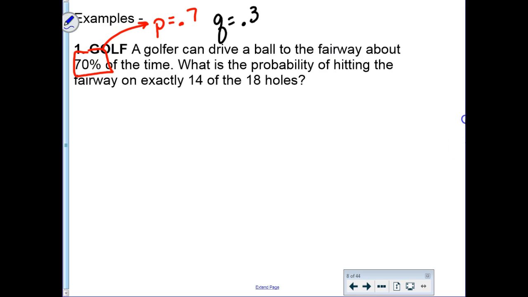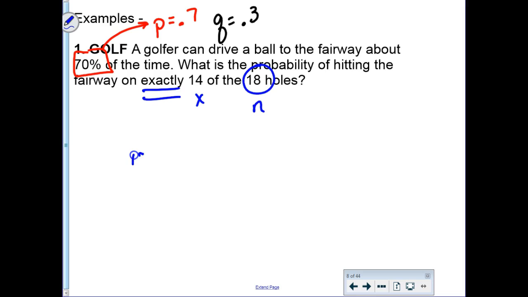So the last part of the question is the N and the X. So what is the probability that he will hit it onto the fairway exactly 14 out of 18 holes? So 18 is the N, that's the number of trials, 18 holes of golf, and 14 is the X, his number of successes. So what we're going to have to set up first is just handwrite the formula on our paper, and then we're going to transfer it to a calculator.